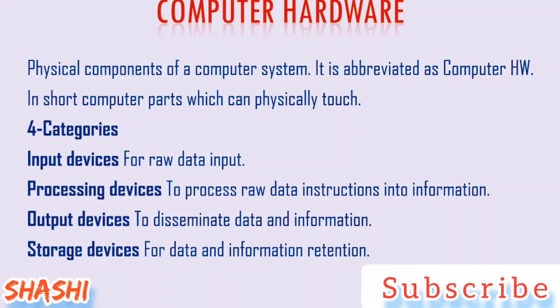Four categories. Input devices for raw data input. Processing devices to process raw data instructions into information. Output devices to disseminate data and information. Storage devices for data and information retention.